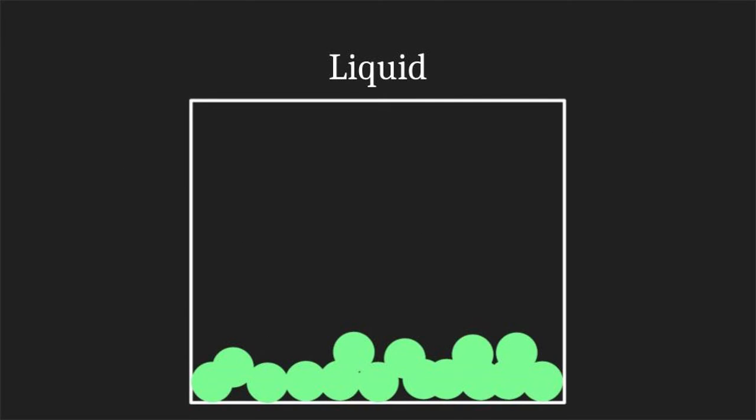If we look at a particle diagram of a liquid, we see that all the particles are on the floor and are taking the shape of the rectangle they are in.